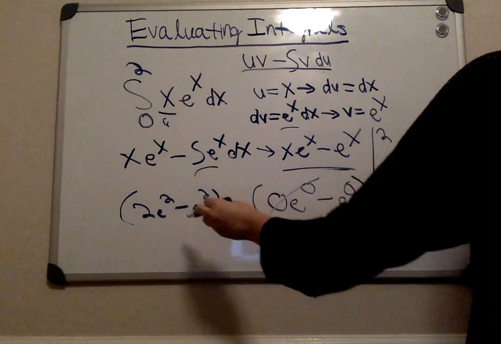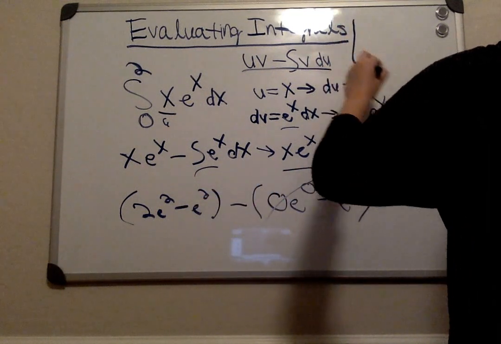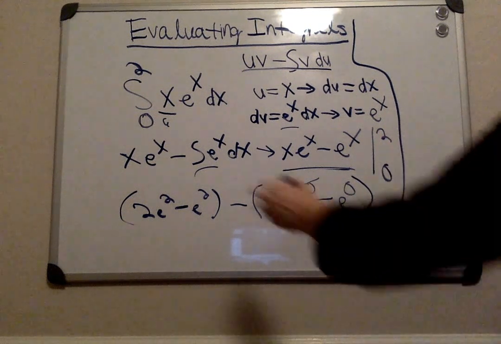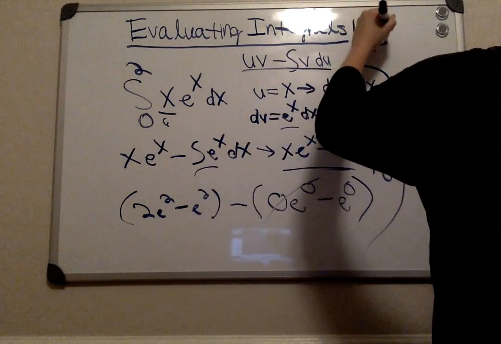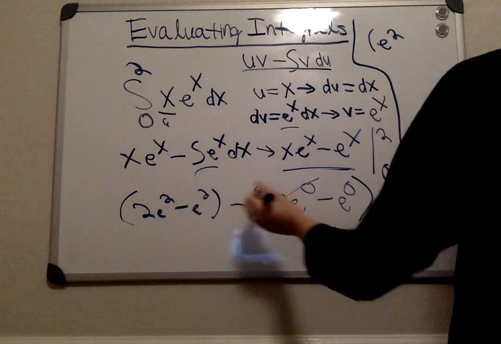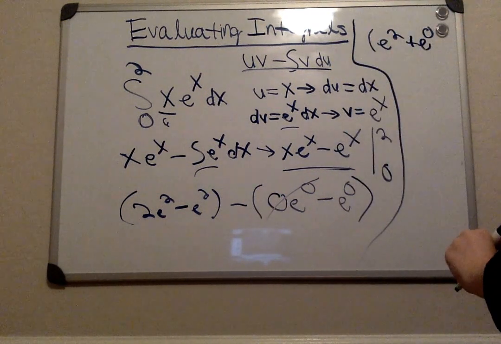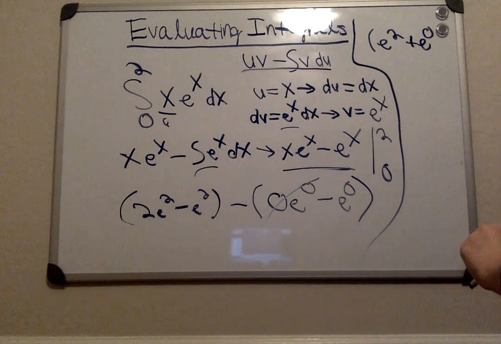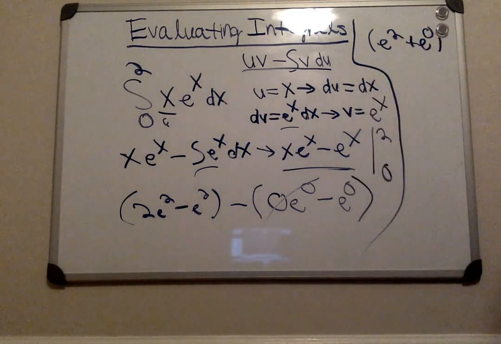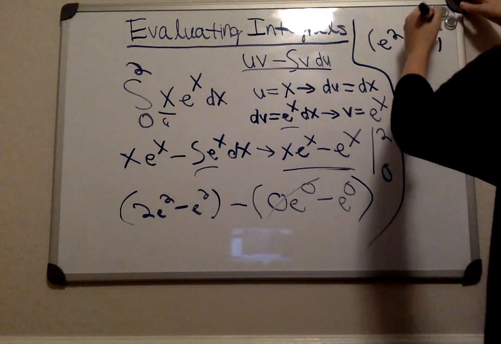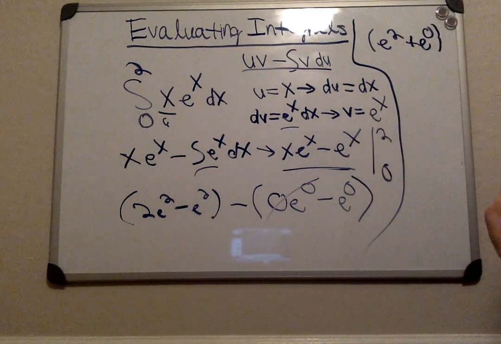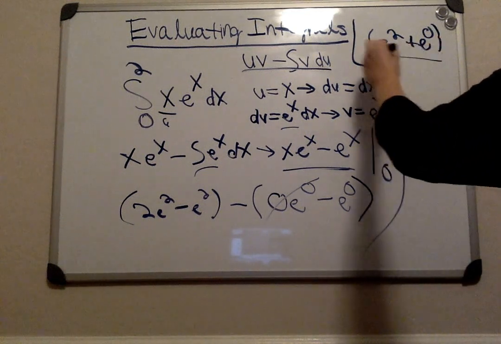Alright, so I'm going to go up here to finish this. So 2e squared minus e squared is simplified to just e squared, and then minus minus e to the 0, so that's plus e to the 0. Alright. You can simplify it more if you want, or use a calculator, but this is basically our equation right here. It's our solution.